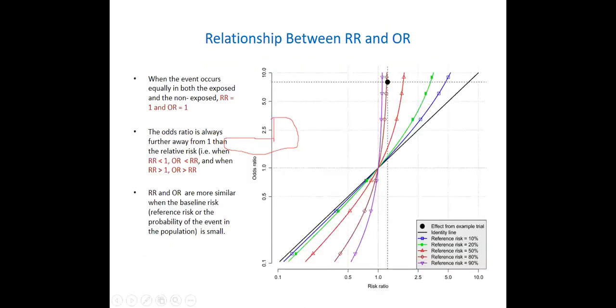Now, there are some things we want to explain here, just to explain further the relationship between relative risk and odds ratio. When the event occurs equally in both the exposed and the non-exposed, relative risk is one and odds ratio is one. You remember I said that? You get one when both numerator and denominator are the same. So that's where the disease occurs in both the exposed and non-exposed. Because you put the exposed group at the numerator, non-exposed at the denominator. When the disease occurs at the same rate there, the numerator will be equal to the denominator, so it will be one. In that situation, relative risk will be one. The odds ratio will be one.